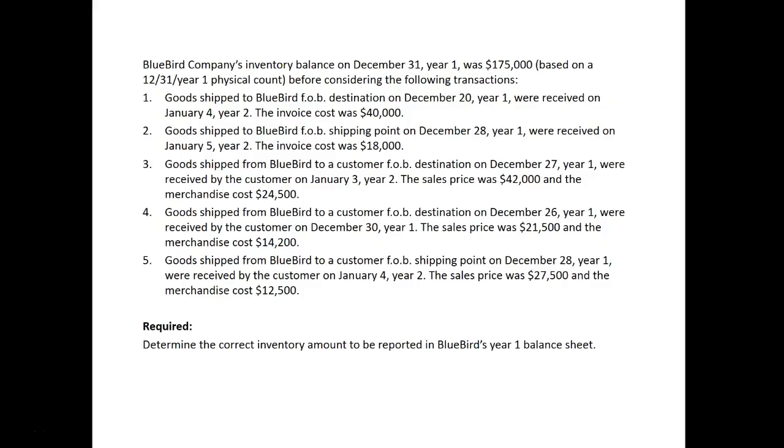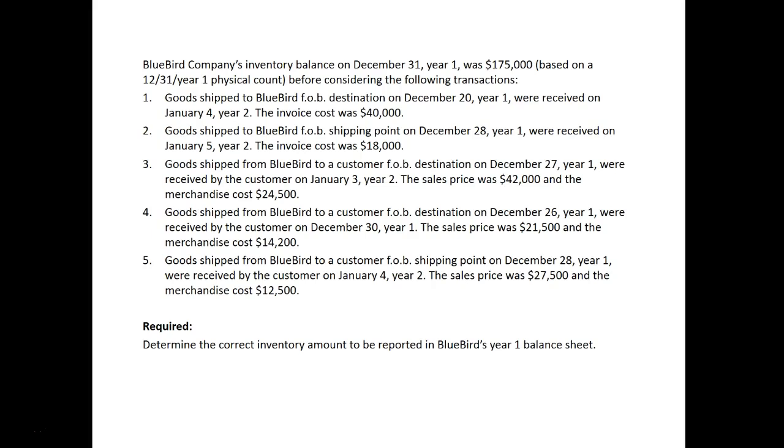Exercise 8.6. Bluebird Company's inventory balance on December 31st of year 1 was $175,000 based on a 12/31 year 1 physical count before considering these transactions. Goods shipped to Bluebird FOB destination on December 20th, year 1 were received on January 4th, year 2. The invoice cost was $40,000.